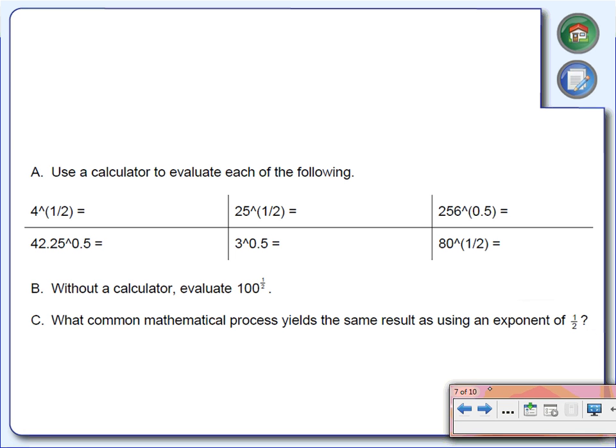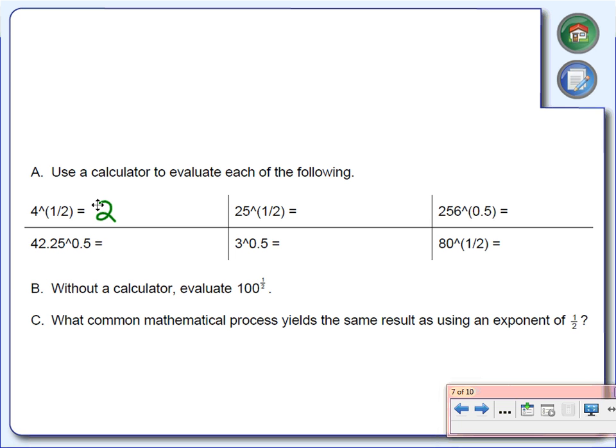Get your calculators. Get out of y equals. Get yourself a nice clean screen for me. And what I want you to do is type in 4 raised to the 1/2 power. Use the caret symbol again. 4 to the 1/2 power. What number do you get? 2.